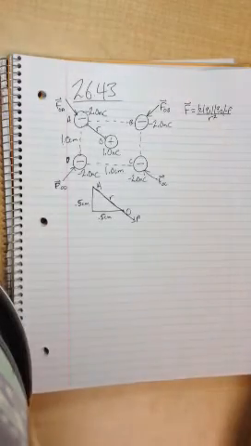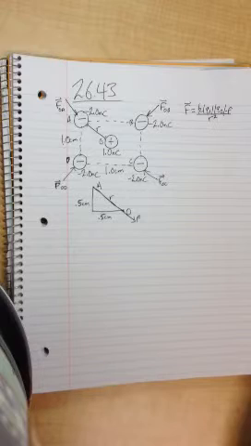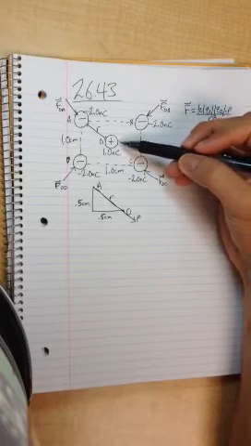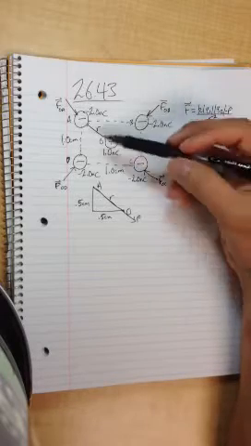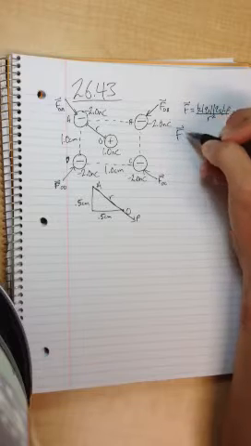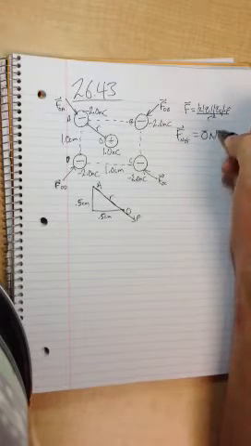This is the how-to video for problem 43 out of chapter 26, and this asks you to find the net force on this positive 1 nanocoulomb charge in the middle of the structure. And right away you can see that the net force is going to be 0 newtons.